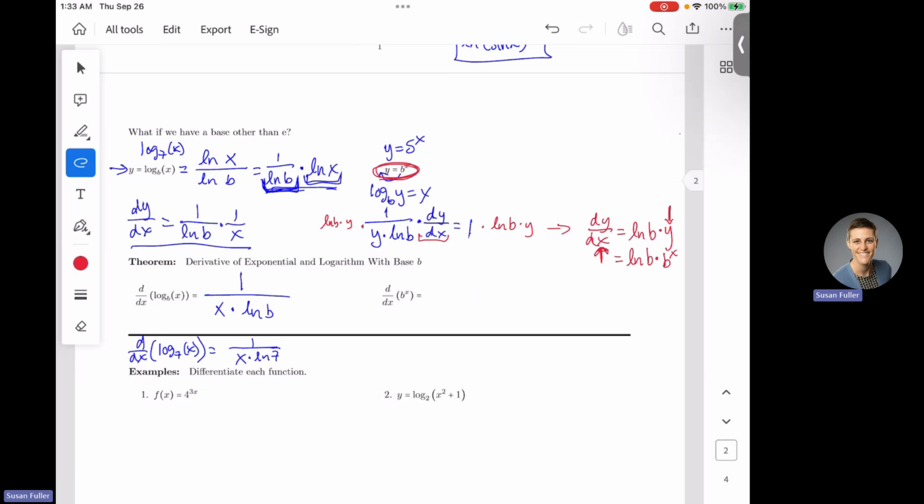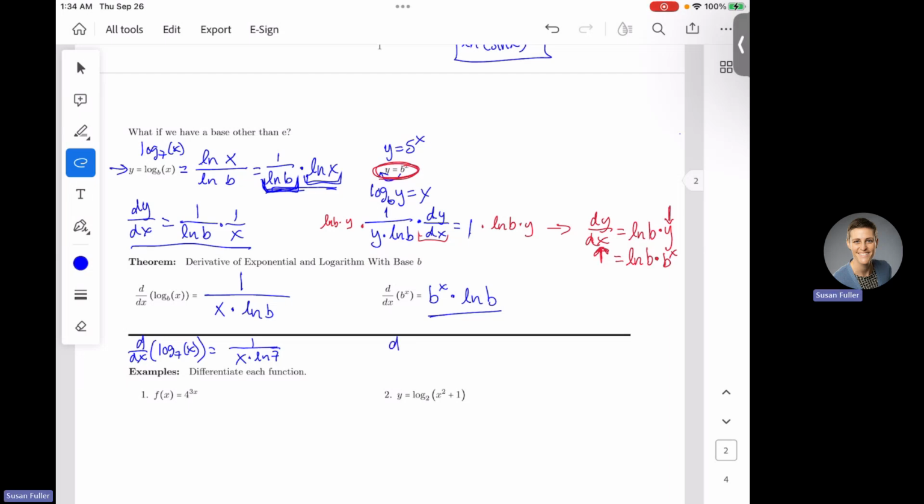And this is our last derivative rule. The derivative of b to the x is itself, b to the x, times the natural log of the base. We usually write it in this order. That's just the way I wrote it when I was solving, but this is the order we usually see it in. The derivative of e to the x is e to the x. The derivative of any other base to the x is itself, that base to the x, times the ln of your base.